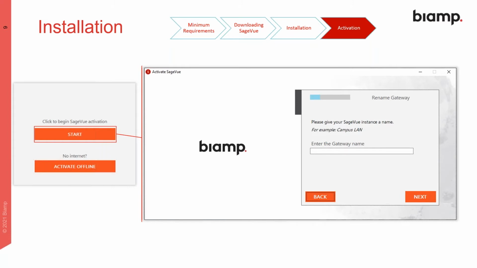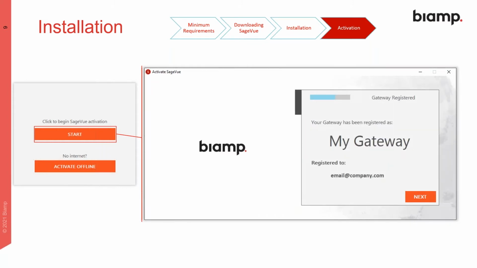And this is a pretty important step. You want to give it something descriptive, right? Something that, especially if you're managing multiple instances of SageVue, you want a descriptive name that's going to let you know that this is either SageVue installed on this server or in this geographic location. Because if you have multiple instances of SageVue, and we'll take a look at this later, you can log into a SageVue portal to manage and view all the SageVue gateways that are registered to your account.